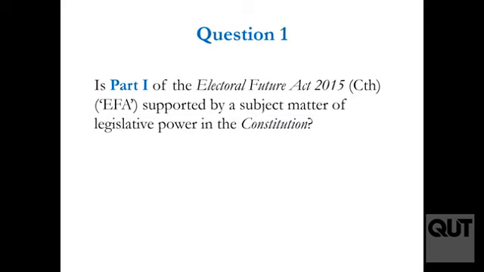So now that we are in exam mode, very much in exam mode, because the exam is a week away, the first overarching issue that you need to consider, as we have done in previous tutorials, is whether Part 1 of the Electoral Future Act is supported by a subject matter of legislative power in the Constitution. So again, in the exam, the presence of an Act of Parliament or legislation is a clue that you need to look at the legislative powers of the Commonwealth Parliament. Okay, so we have legislation on the facts of our question.